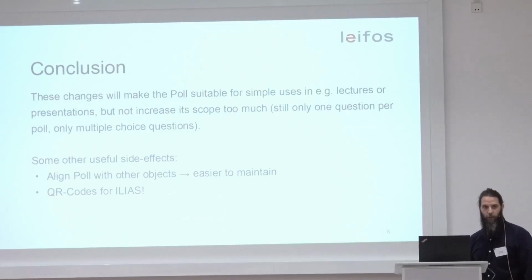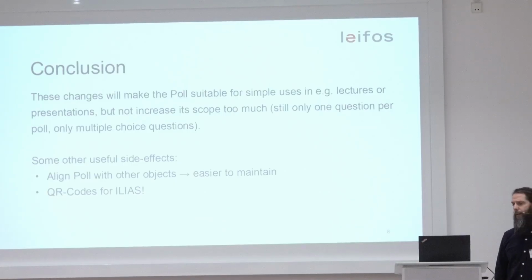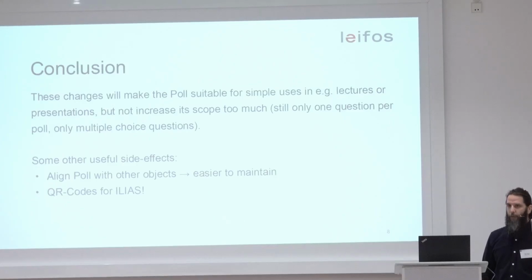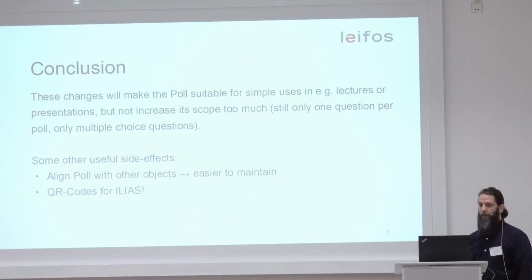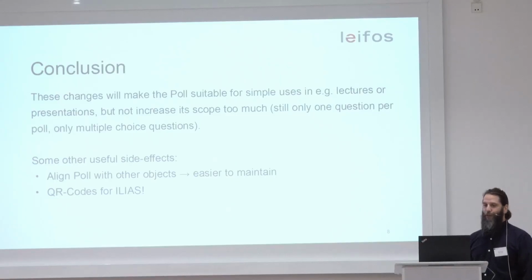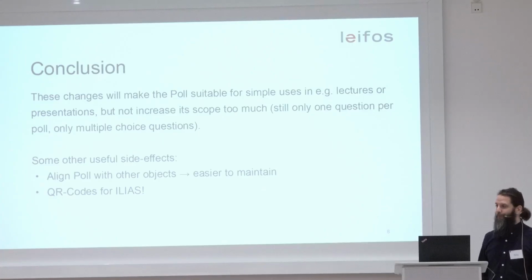In conclusion, as I said at the beginning, the changes were not meant to be a big revolution, but with small tweaks here and there, to make the poll more suitable for simple uses in classrooms, but not to change the scope as much. And the other useful side effect we just talked about is that we align it with all other objects. It's easier to maintain for Tim, and we have QR codes for ILIAS.